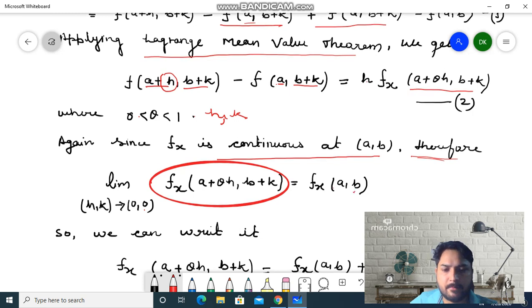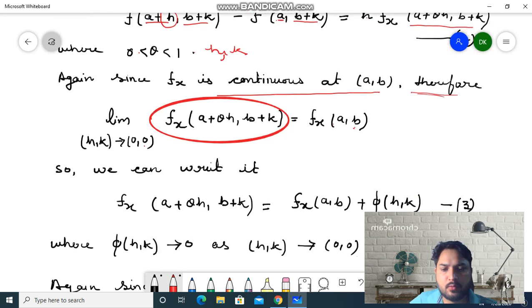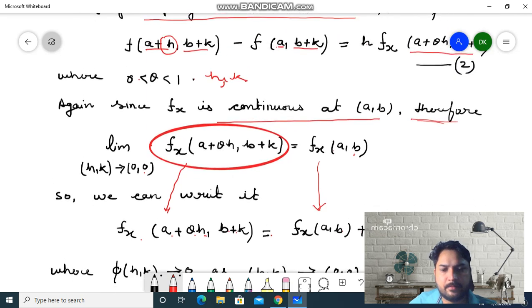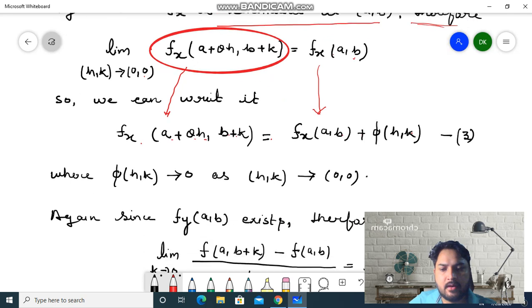So we can write fx(a plus theta h, b plus k) equal to fx(a, b) plus a function phi(h, k). This is our equation number 3. Here, as (h, k) tends to (0, 0), the function phi(h, k) tends to 0.